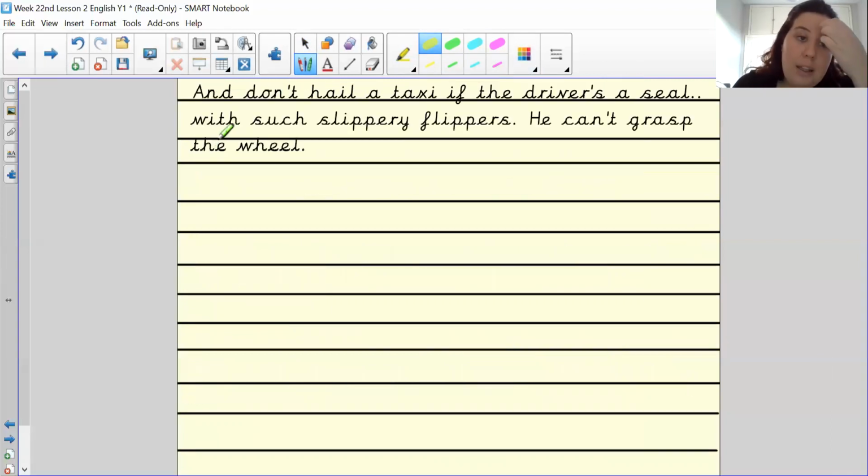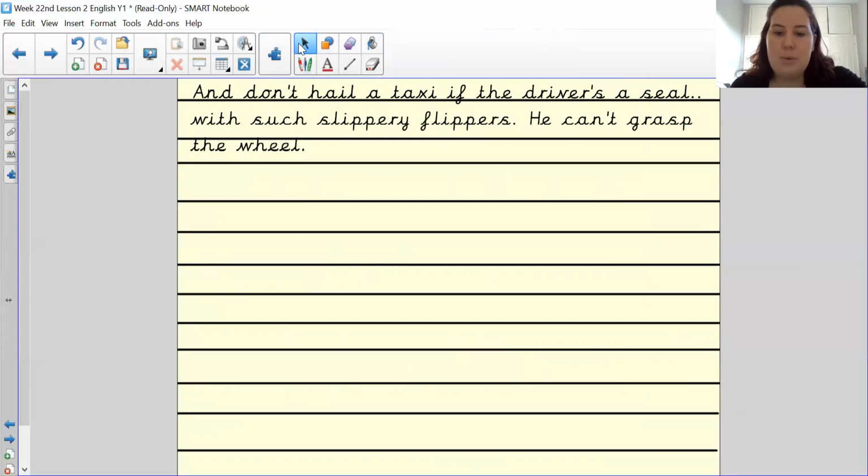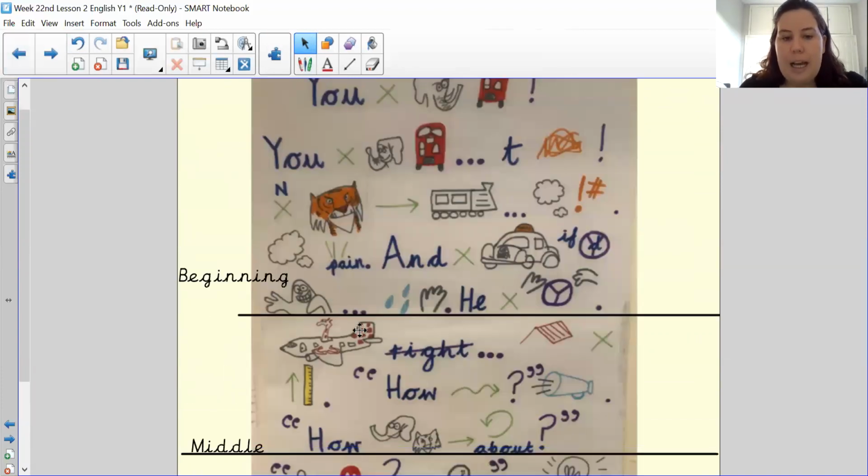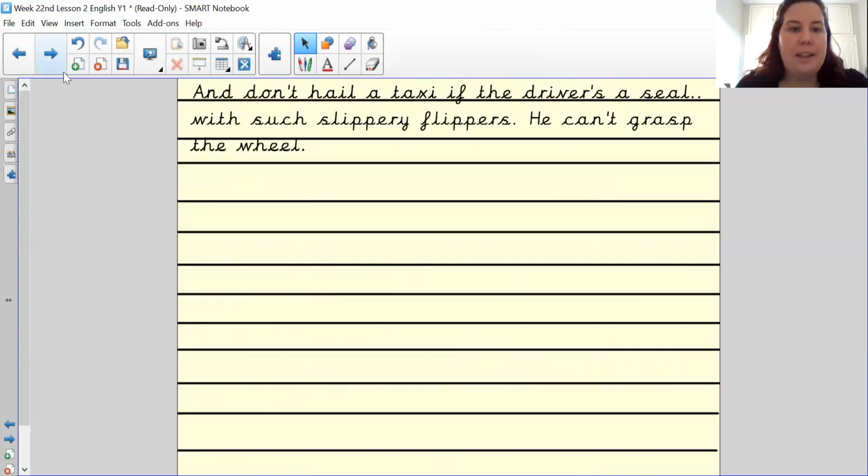So yesterday we finished with, "and don't hail a taxi if the driver's a seal. With such slippery flippers, he can't grasp the wheel." Today now we are going to move on to the next one. So looking at our story map, we are looking at a giraffe in an aeroplane. "Wouldn't be right. The roof of an aeroplane just hasn't got the height." Well done. So that is the first sentence we are going to write together now.